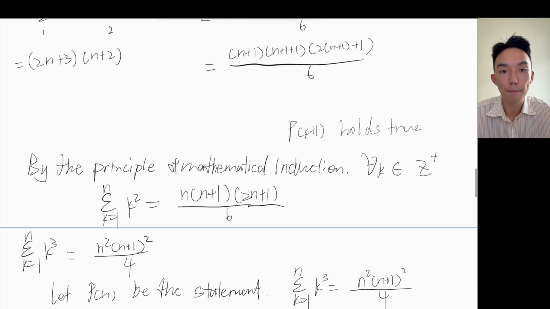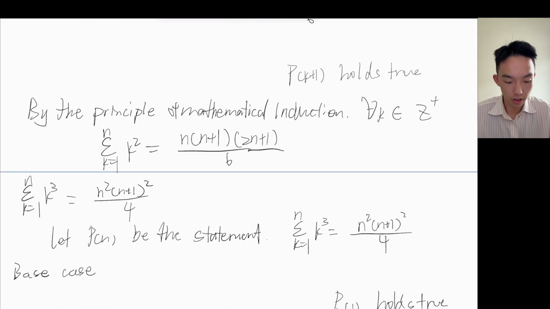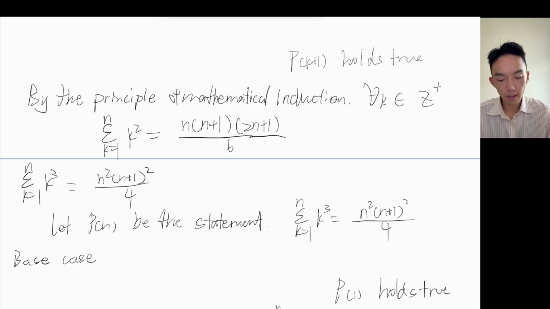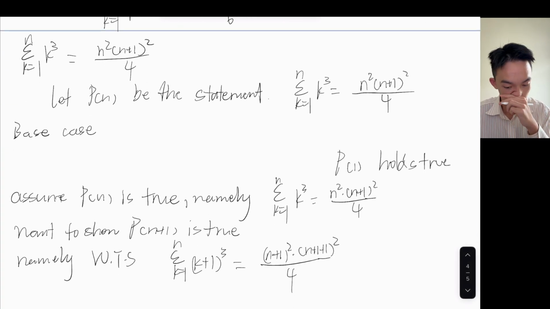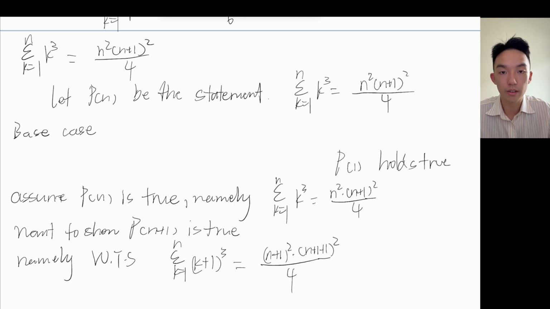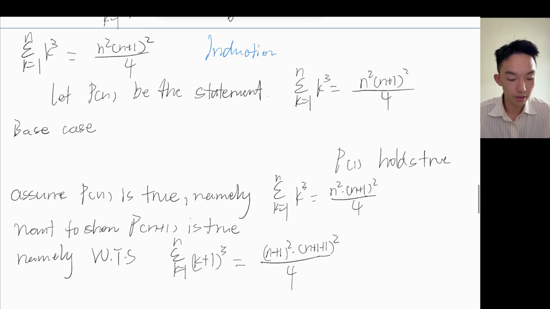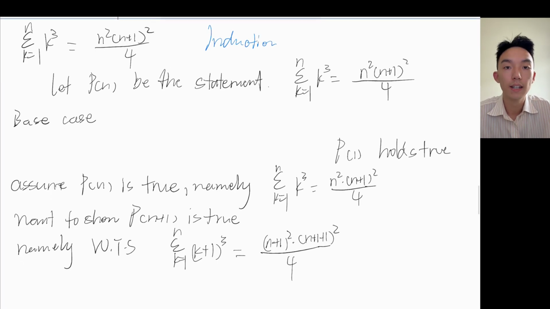Then we can conclude that by the principle of mathematical induction, for all k in the positive integers, this formula is true. And now the last one: we want to prove that the sum of k cubed is equal to n squared times n plus 1 squared divided by 4. We still use proof by induction. Now we let Pn be the statement: the sum of k cubed is equal to n squared times n plus 1 squared divided by 4.